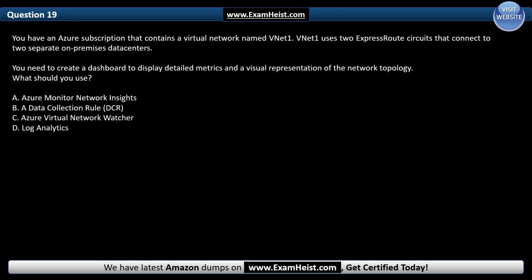Question 19. You have an Azure subscription that contains a virtual network named VNet1. VNet1 uses two ExpressRoute circuits that connect to two separate on-premises data centers. You need to create a dashboard to display detailed metrics and a visual representation of the network topology. What should you use? The correct option is A. Azure Monitor Network Insights.